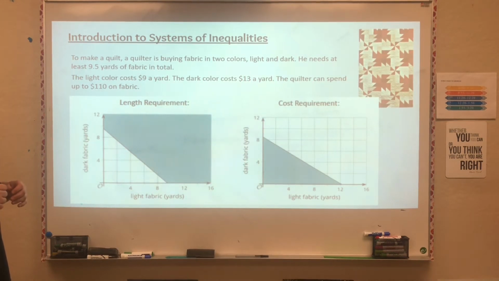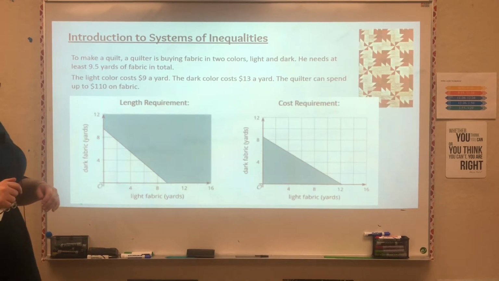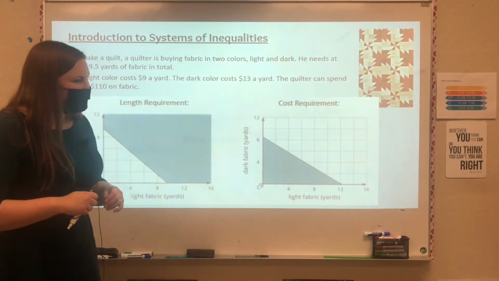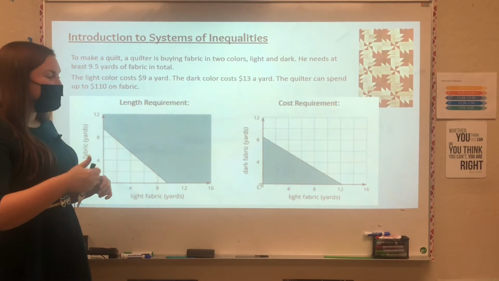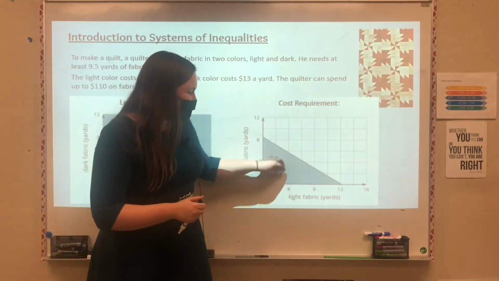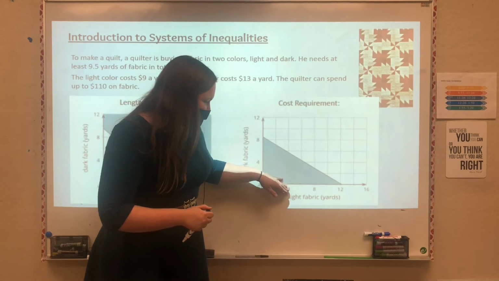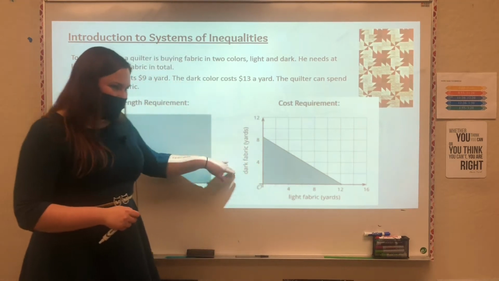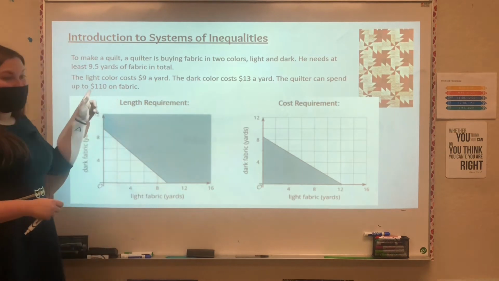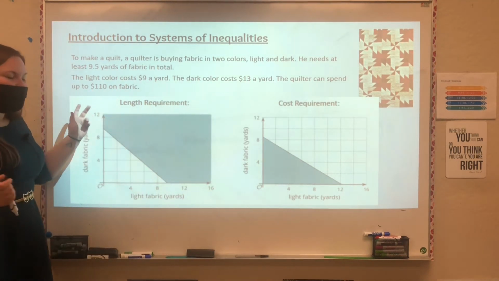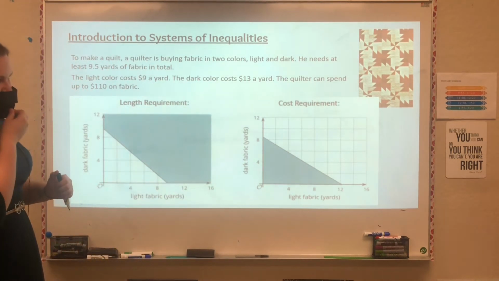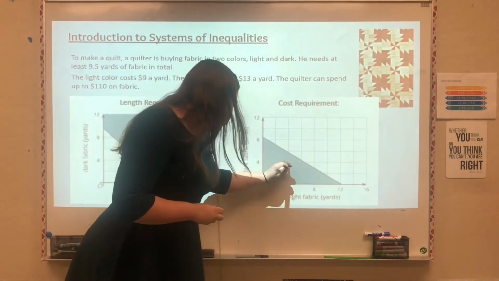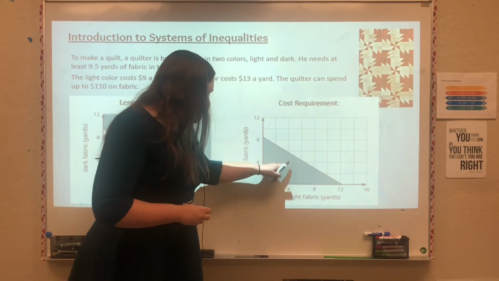So the area that is shaded in, which is below the line, is how much of each fabric you can get without going over the cost. I couldn't say it better myself. Yep. So the area below the line is a combination of how much fabric you can buy for each color without going over that cost of $110. So again, just looking at it, give me one possible combination he could buy. Like 4 and 4. Because 4 and 4 is in the shaded area.